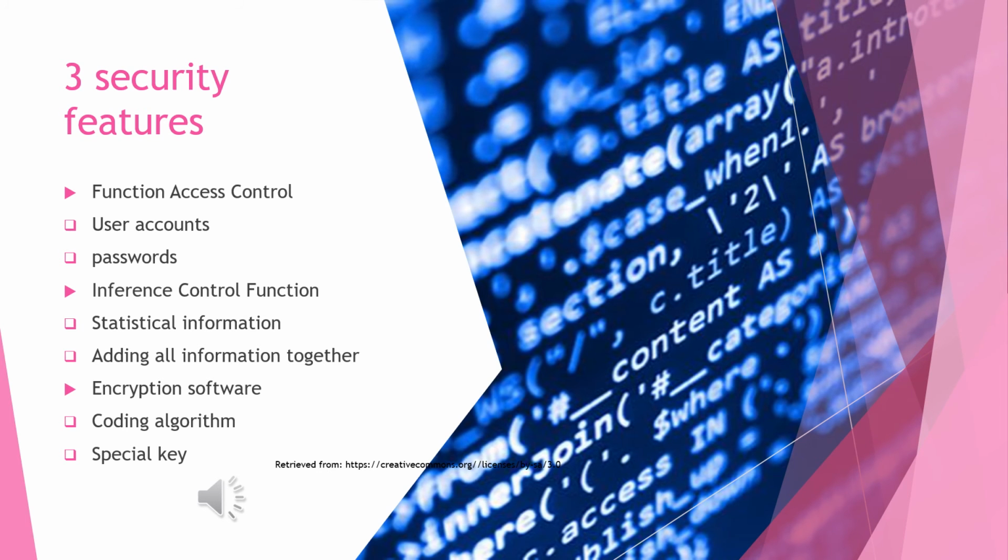To minimize loss of integrity, loss of availability, and loss of confidentiality, three security measures will be built into my system. Function access control will ensure restricted access by unauthorized users with the use of user-specific accounts and passwords. Inference control function will monitor unauthorized access to certain statistical information that can lead to certain conclusions by users. A coding algorithm regulates information by encrypting it so that, unless the user has a key, it cannot be deciphered.